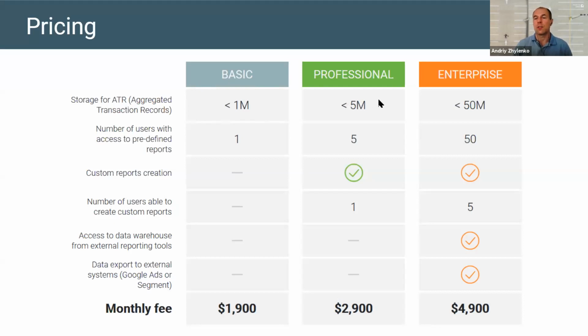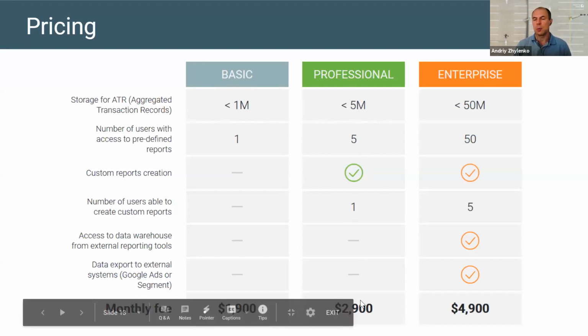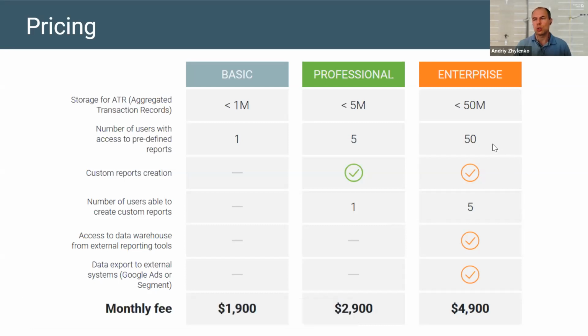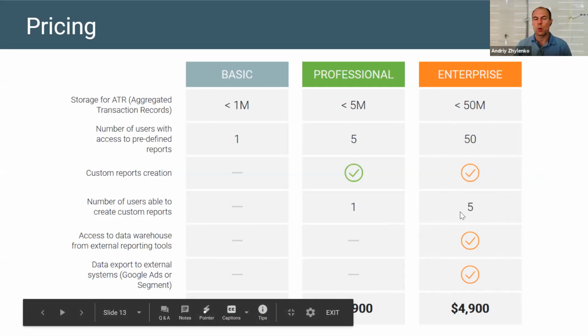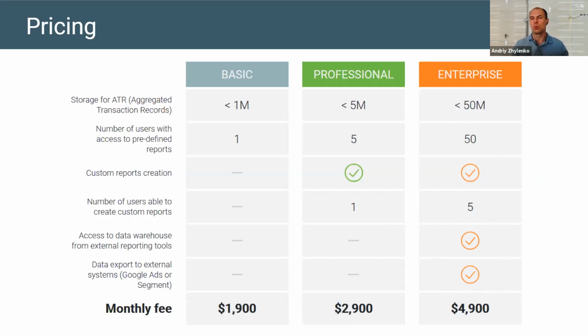Then the next package is professional, and that includes more storage for ATRs, more users who can access built-in reports, and the ability to access the report designer. So one user can be designing reports for others, and that one is more expensive. And then there is the enterprise plan, which includes more storage, a large number of users who can access reports and design their own reports, and a few other perks, such as the ability to extract the data from the PortaBI warehouse into your own tools to be used for other analytics or integrations.